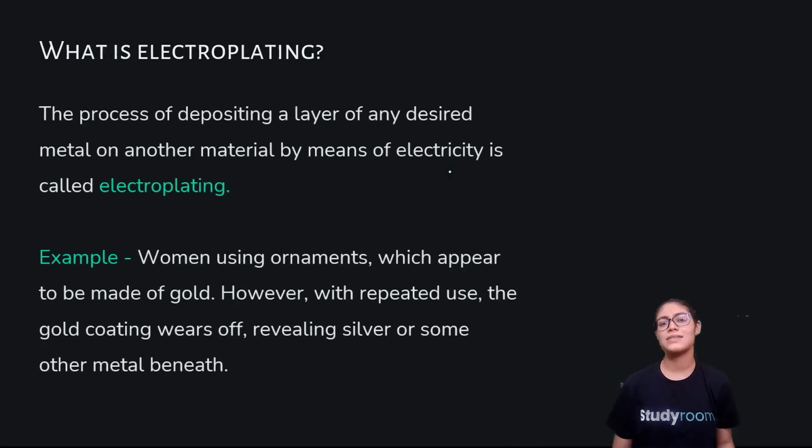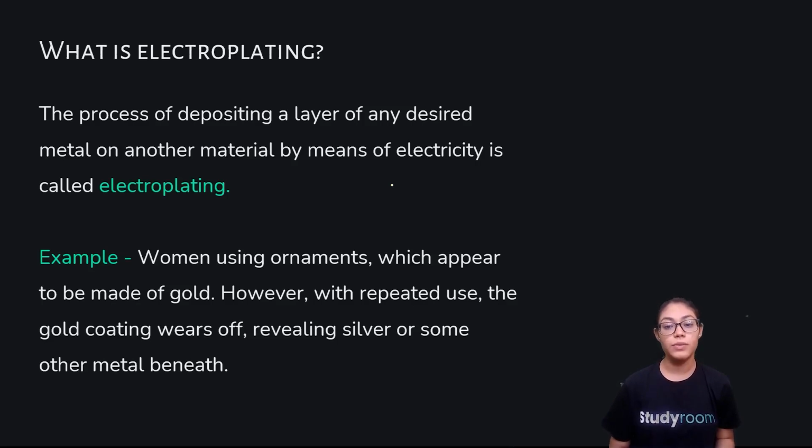Now, what exactly is electroplating? The process of depositing a layer of any desired metal on any other material by the usage of electricity is called electroplating. So, let's see an example.